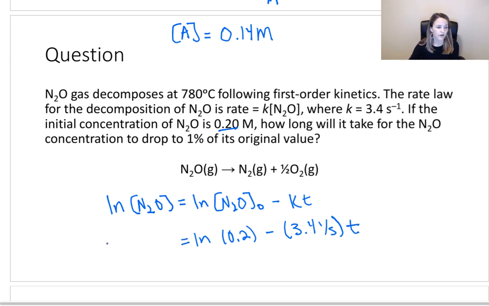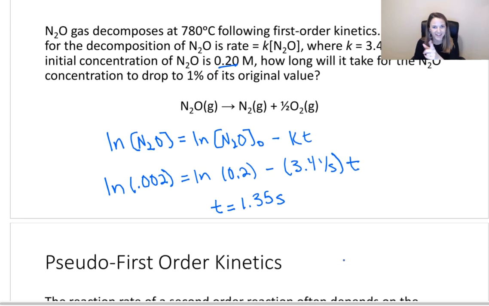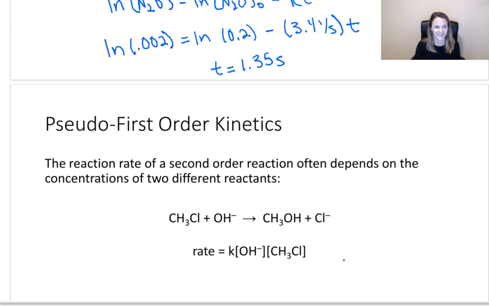We're trying to figure out the time when the concentration of our gas is 1% of its original value. So that's going to be 0.002 molar. If you put this into your calculator correctly, you're going to get a time equal to 1.35 seconds, which is so fast. So in less than 2 seconds, this species decomposes almost completely. How crazy is that? Just like that, boom, decomposed. I think that's so cool. That's why kinetics is amazing. We can predict how quickly that's going to happen.